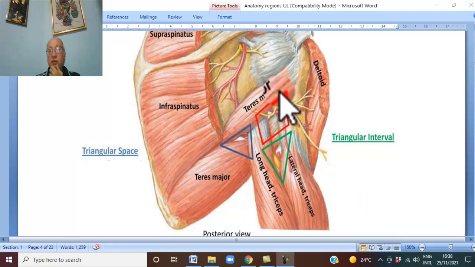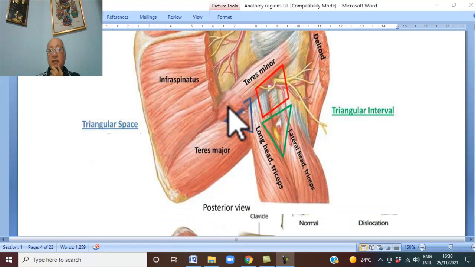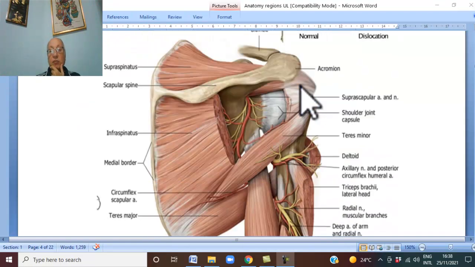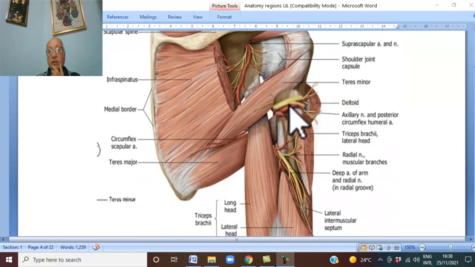These are the quadrangular space and upper triangular space with the structures passing: circumflex scapular, and here axillary and posterior circumflex humeral. This is more clear. This is a quadrangular space, axillary, posterior circumflex humeral, and circumflex scapular here in the upper triangular space.